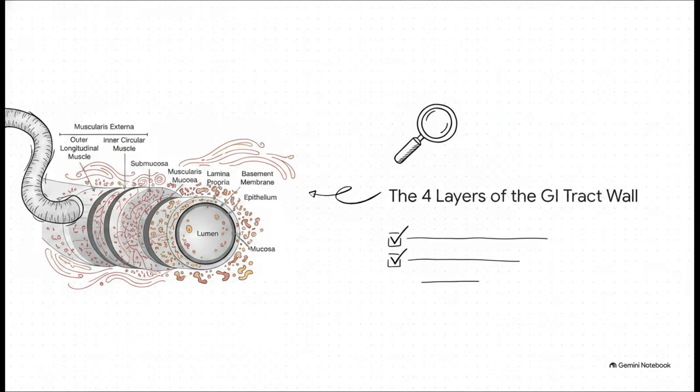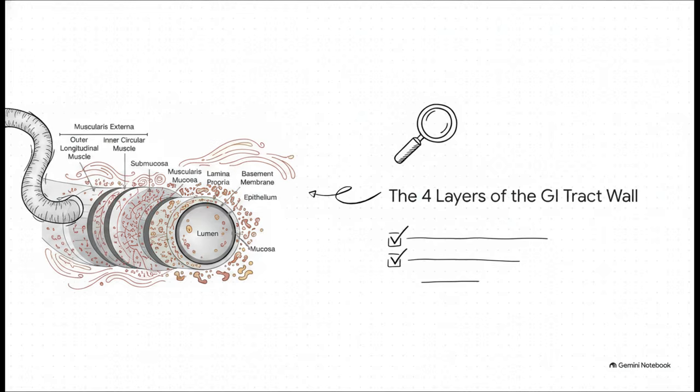All right, before we keep moving down the tract, we need to make a major exam pit stop. Exam point of view se, ye bahut important hai. If you take a cross-section of the GI tract wall, anywhere from the esophagus down to the rectum, you are consistently going to see 4 distinct tissue layers. Starting from the outside in, you've got the serosa. That's your protective outer layer.